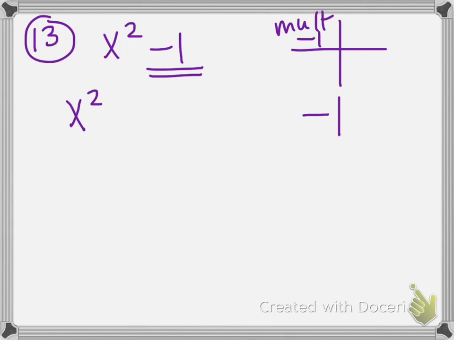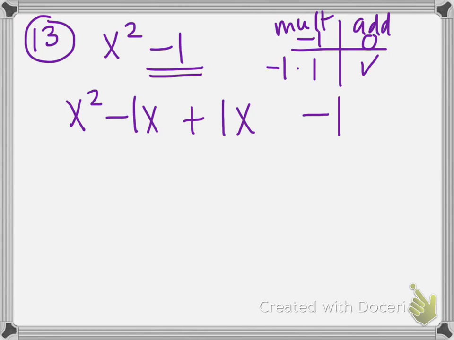If you notice, there is no B value written in this problem, which means that we're looking for 2 numbers that add together to give us 0. And if you think about it, negative 1 times 1 are the only 2 integers that multiply to give you negative 1, and they also add to give you 0. So I can write a negative 1x plus 1x, and those do add together to give me 0, so I haven't changed what I started with. I just rewrote 0 in a different way.